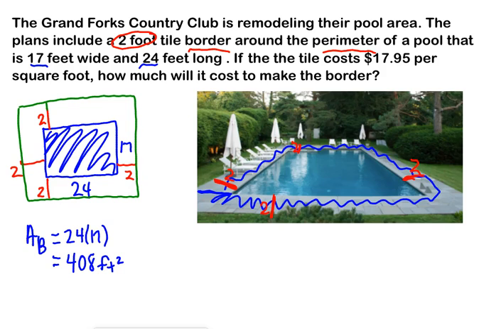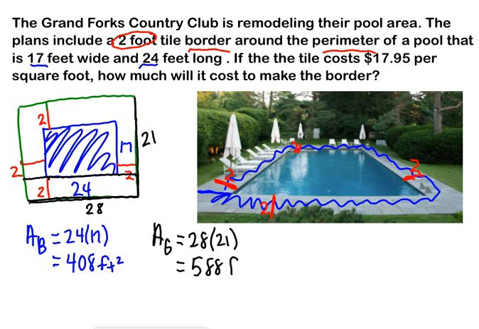Okay, that one's pretty self-explanatory, not too hard. The hard part about this example is figuring out the dimensions of our new big border. I know up to here is 24, but then I have to add 2 feet this way. So 24 plus 2 is 26, plus another 2 that way would be a total of 28. And then same thing for our height. I added 2 feet here, so 17 plus 2 gives me 19, plus another 2 would give me a total of 21. So now for the area of the green border, I'm going to have 28 base times our height, 21. Base times height gives me 588 feet squared.